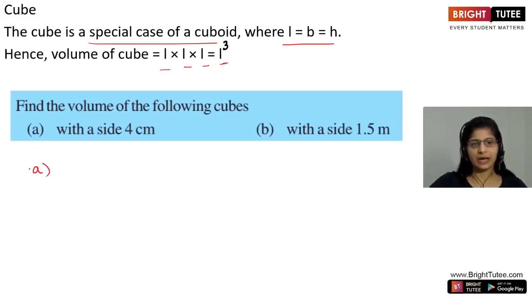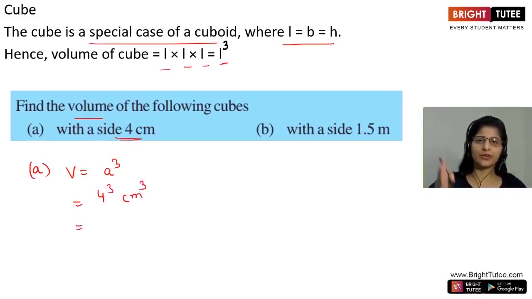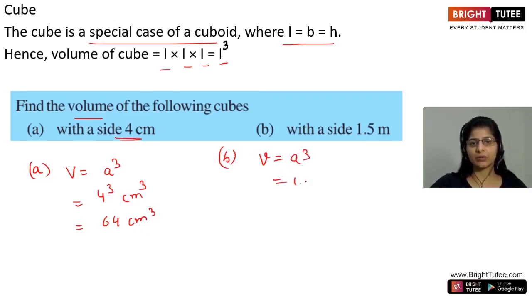So in the first part, we have to find the volume of the cube with side 4 cm. So volume is A cube, we can say, or L cube. A is the edge of it. So 4 cubic centimeter we will get, because we will multiply 4 centimeter into 4 centimeter into 4 centimeter. So 3 times centimeter we get. 4 cube is 64. 64 cubic centimeter we are going to get. In the B part, what will be the volume? It will be A cube, that is 1.5 meter cube.